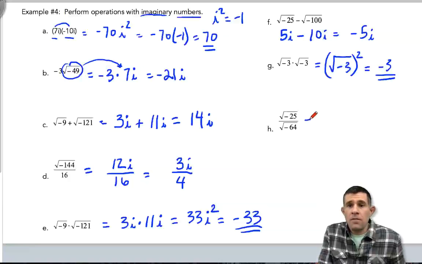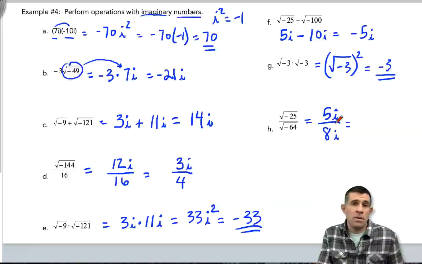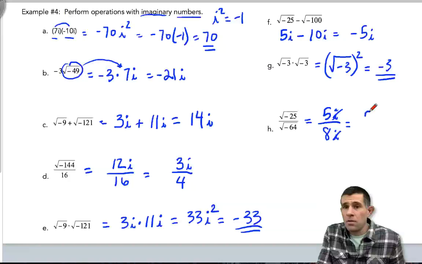And finally here, we have 5i divided by 8i. And now when we have an i on both the numerator and the denominator, they actually cancel each other out. They act just like a variable there. So our final solution there is simply 5/8.